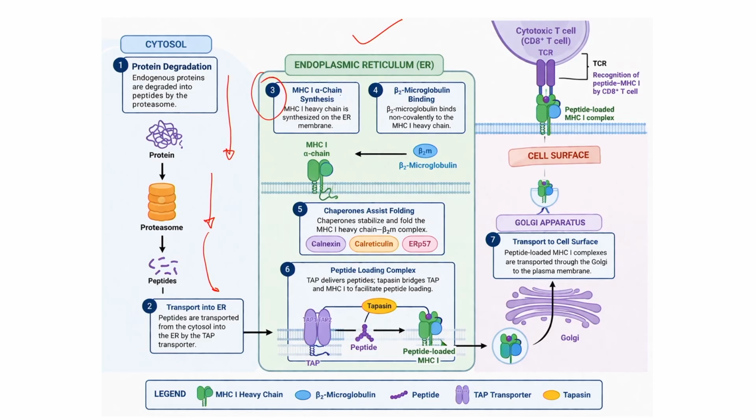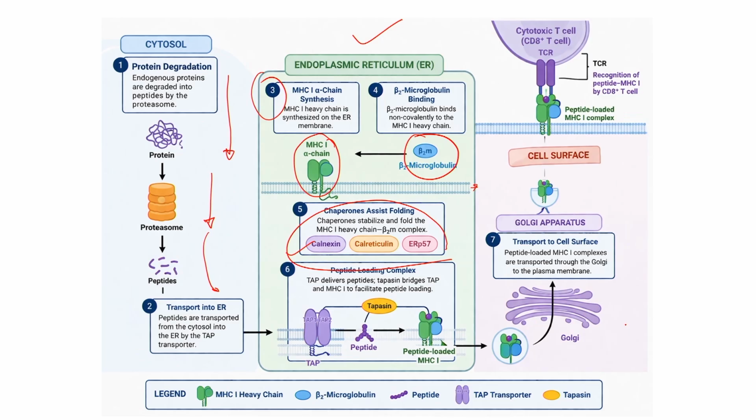So once the MHC1 alpha chain is synthesized, you can see that the alpha chain is there in the ER membrane, and beta 2 microglobulins are coming into the picture, because unless the beta 2 microglobulin comes along with the MHC alpha chain, you don't see a complete MHC1 molecule. So these are coming close to the MHC1 with the help of the chaperones which we discussed: calreticulin, ERP70, ERP57, and also calnexin.